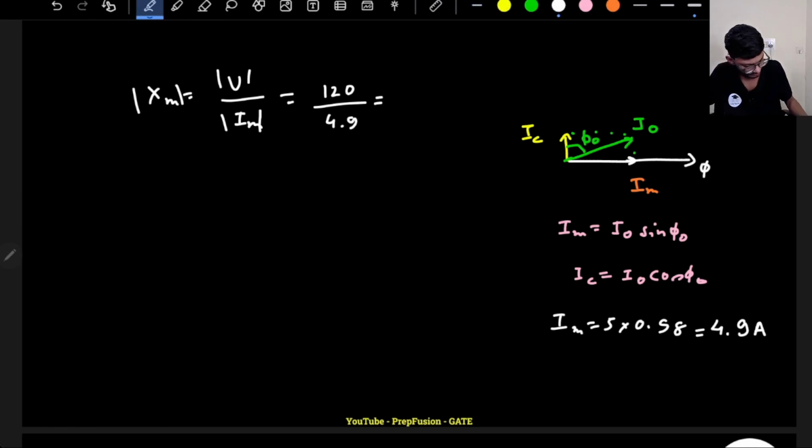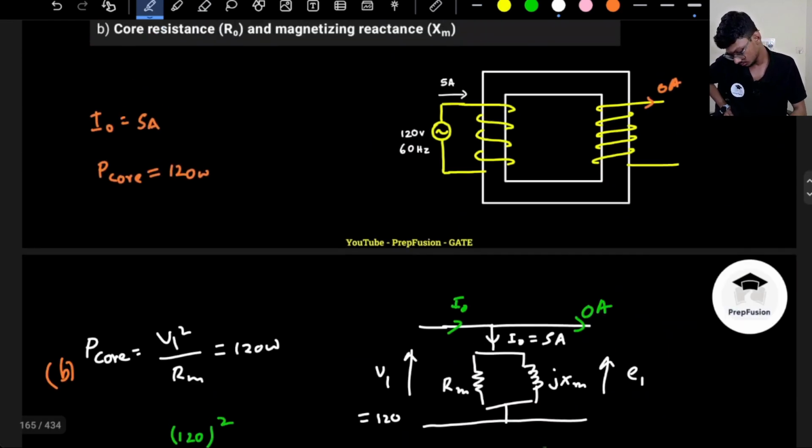Okay, so from here I can easily find out the magnetizing reactance, so it will be 24.495 ohms. So this will be my magnetizing reactance, basically 24.495. This will be the answer. Okay, so we have solved this question.